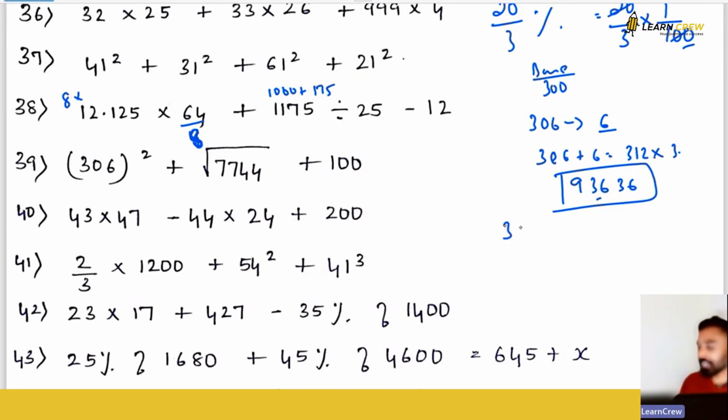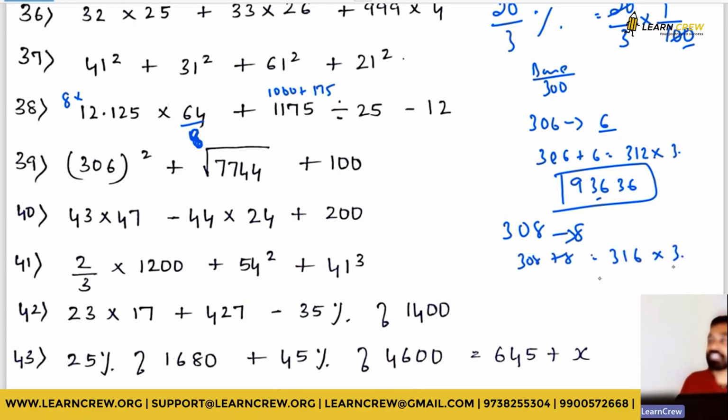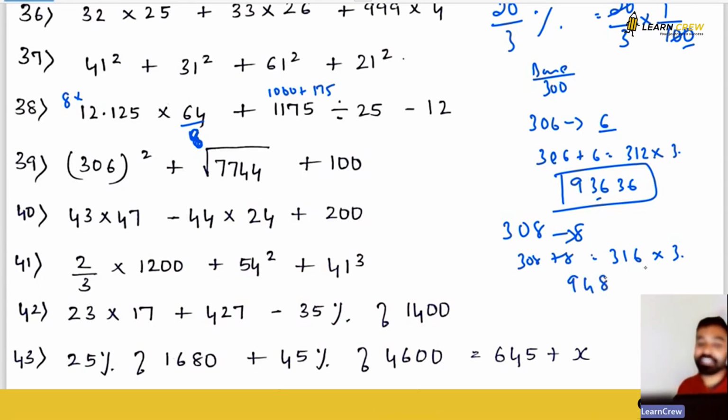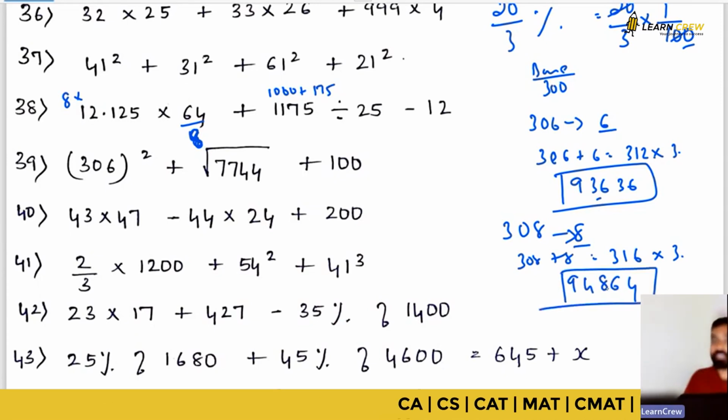The next question is 308. How much is it more than 300? 8. So 308 plus 8 is 316. The multiplying factor is going to be 3. So 316 into 3 is 900, 16 3s are 948. And then 8 square is what? 64.